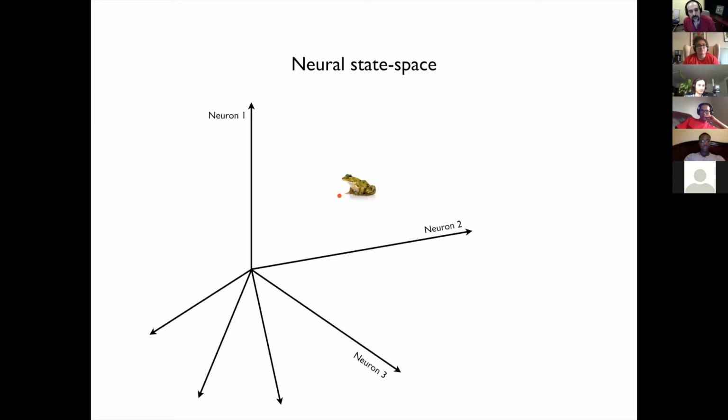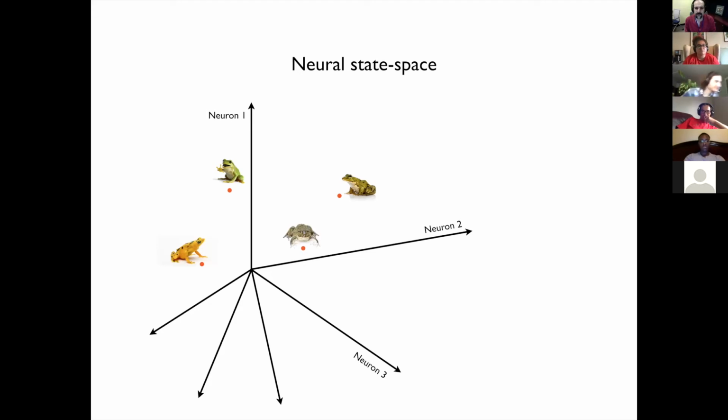So now imagine I show a frog and record from these neurons and find out that, oh, okay, that point is where the frog lands. It activates neuron 1 X amount, neuron 2 Y amount, neuron 3 Z amount, a bunch of numbers. I show another frog, the frog ends up in a different part of the state space. It means that it creates another pattern of activation on my neurons. Another frog goes somewhere else, another frog goes somewhere.